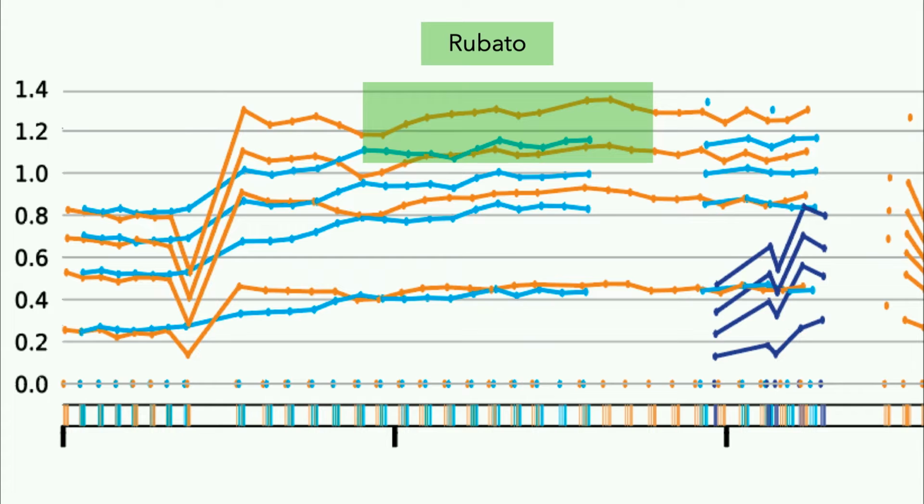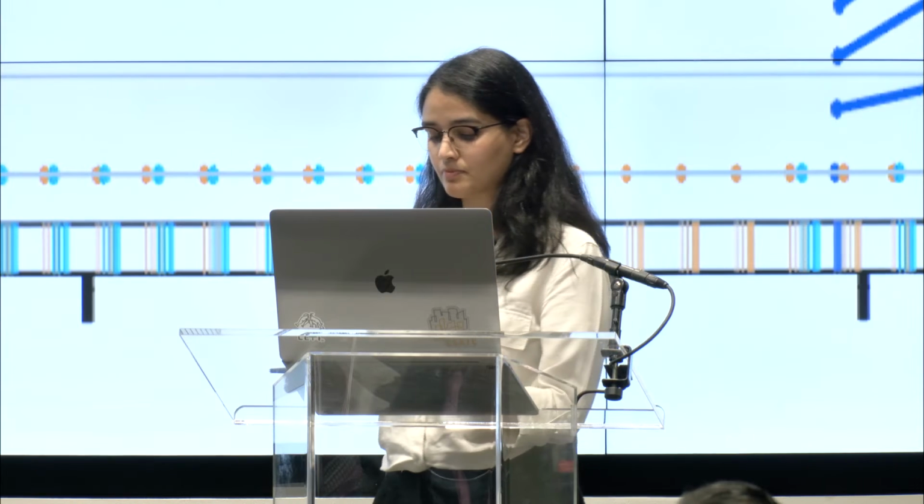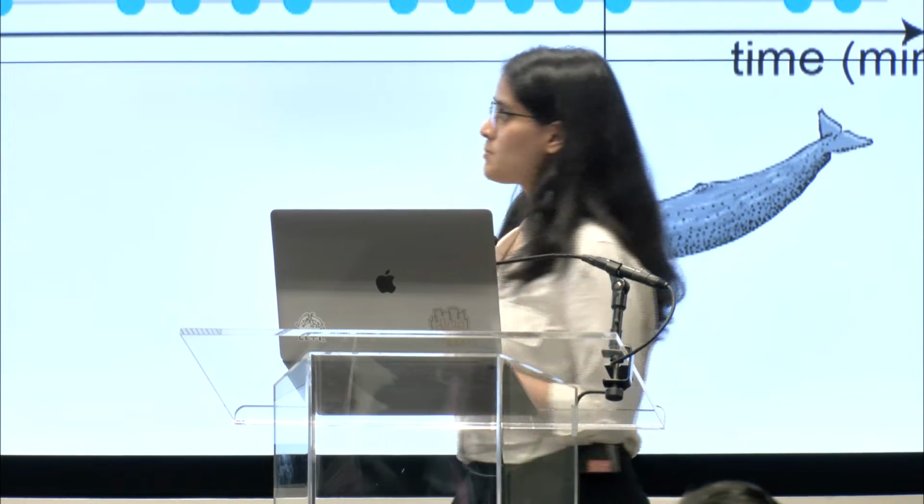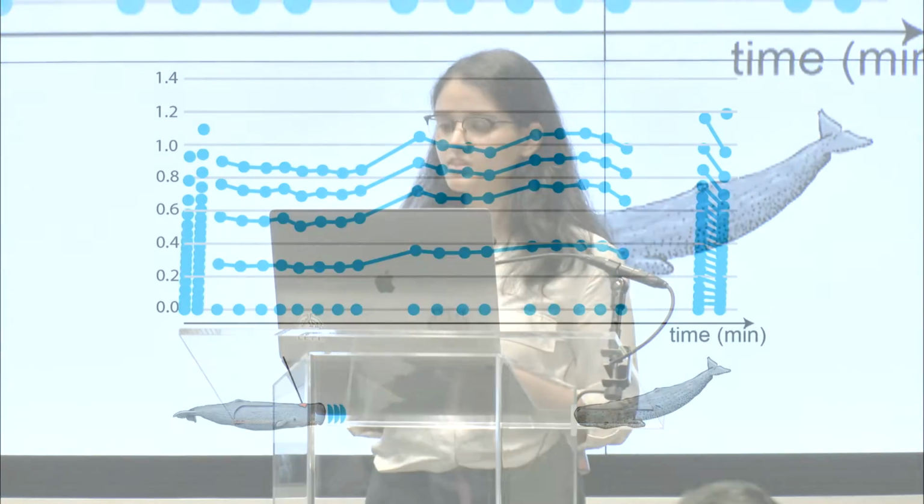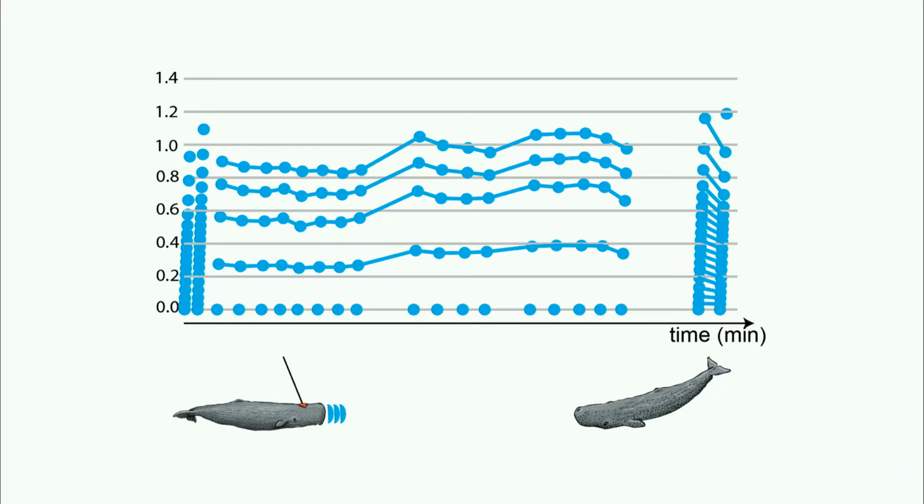But how do we know if these are controlled or just random noise in the production of the sounds itself? How do we know that they're actually intentional variations in the production of the calls? Let's take the rubato, for example. If we take the sounds of a single whale, the changes between consecutive calls are sometimes nearly of the order of 100 milliseconds.